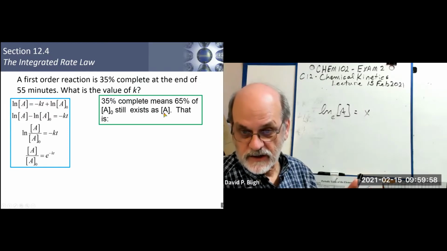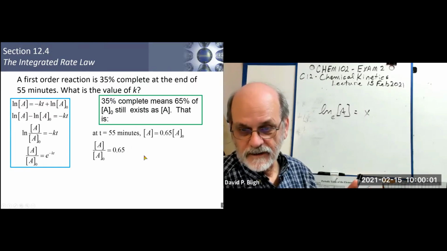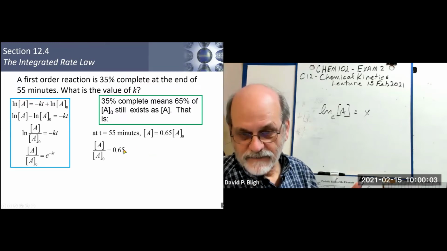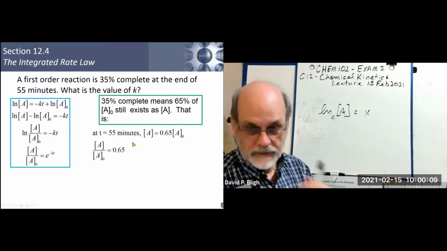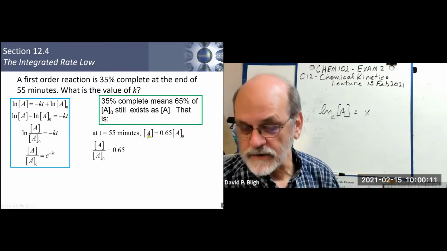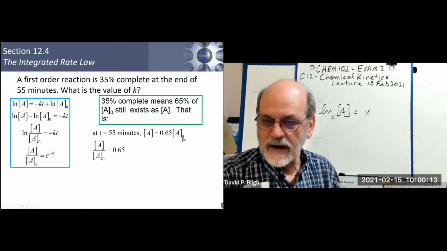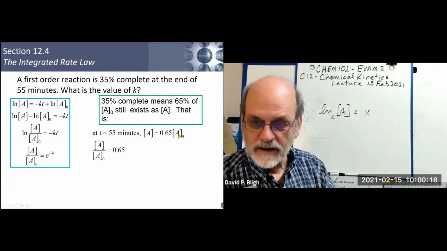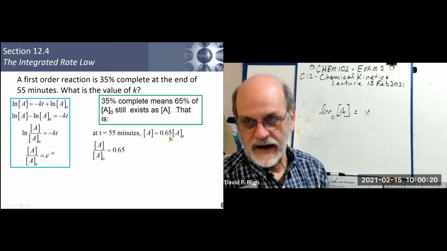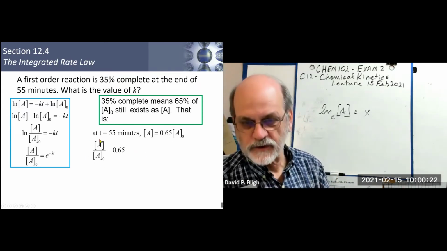Now we know that this value, because of this relationship, is 0.65 after 55 minutes, that ratio. Because now the final concentration is 0.65 times what's left over. Why? Because 35% of it is gone. And this is what's left, 0.65. Okay, so that's what this term is for.